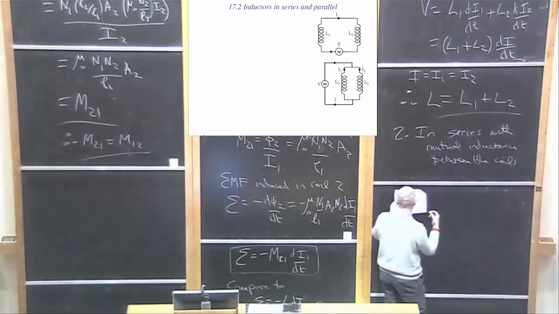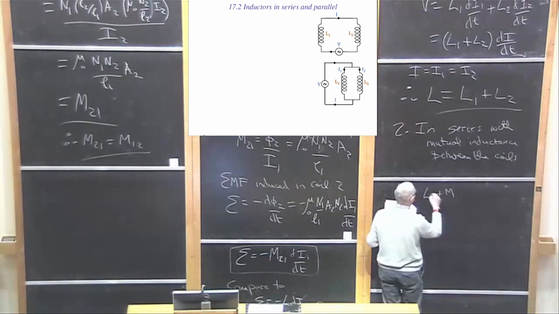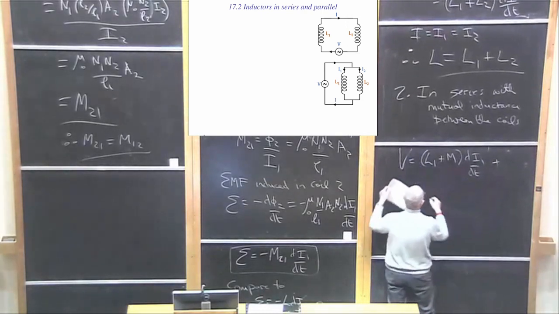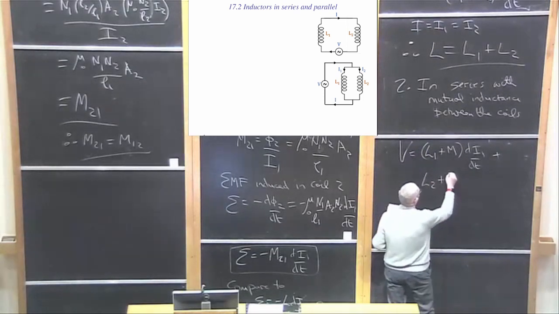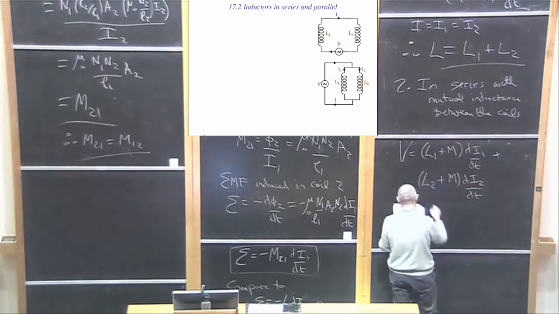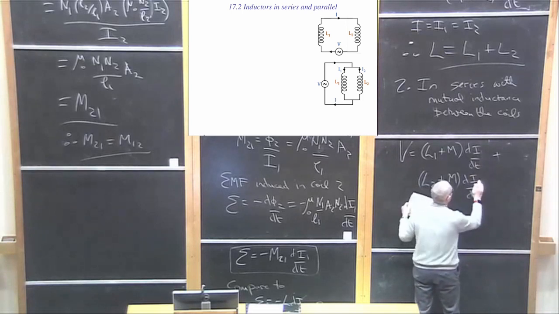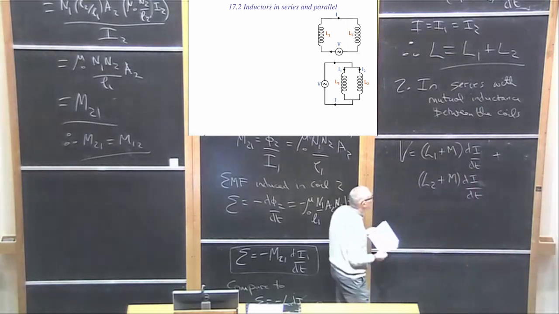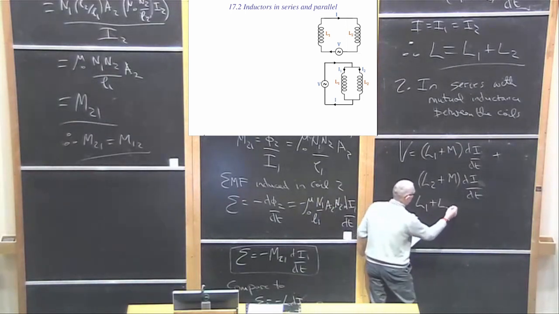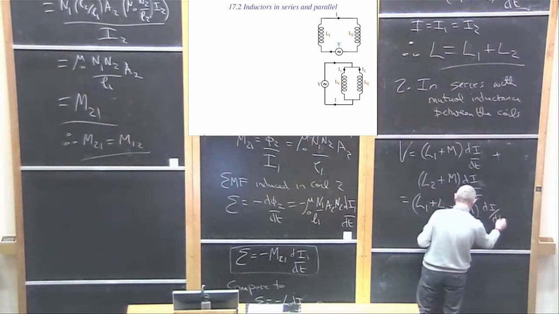All right, so in this case, we have V is equal to L1 plus M times di1 by dt plus L2 plus M times di2 by dt. All right. And of course, there's no need to say di1, is there? di2 is the same. So this is it. L1 plus L2 plus 2M times di by dt.